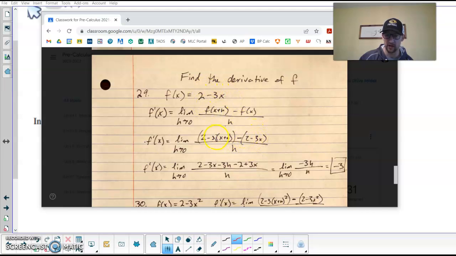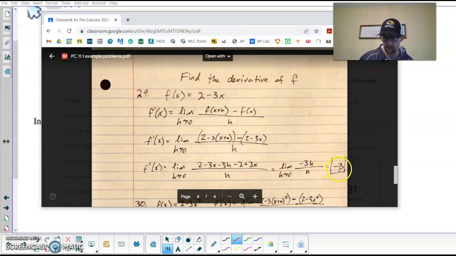Do some algebra to clean it up. Distribute the -3, we get -3x minus 3h. Distribute the -1, we get -2 plus 3x. Combine some like terms. 2 minus 2 is 0. -3x plus 3x is 0. -3h over h is all that's left. The h's cancel. That equals -3.